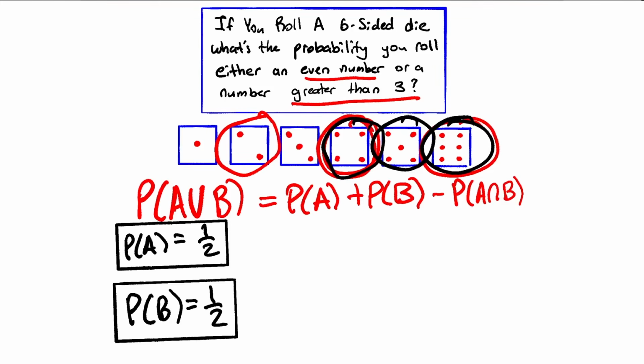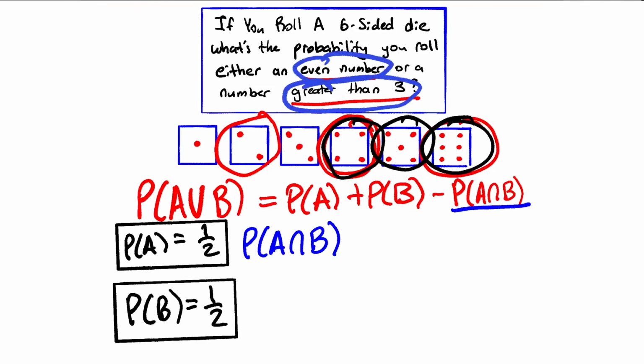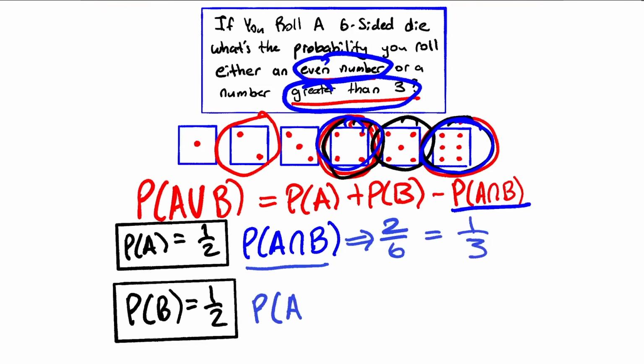Now finally, what's the probability of A intersect B? Well, the probability of A intersect B is the probability that you get both an even number that's greater than 3. So out of these 6 possible outcomes, 4 and 6 are the only possible outcomes that give you an even number that's greater than 3. So the probability of A intersect B equals 2 over 6 equals 1/3.